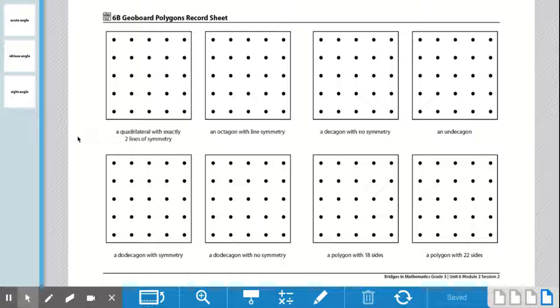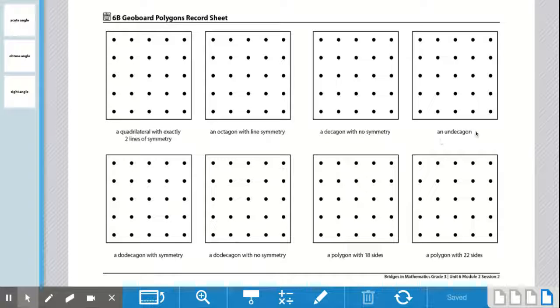Octagon like octopus. Octopus has 8 tentacles. An octagon is a shape with 8 sides. A decagon with no symmetry. Decagon sounds like an Italian word I know, 10, or in Spanish, diez. Or if you speak Portuguese or French, all of these is for the number 10. So decagon is a shape with 10 sides.